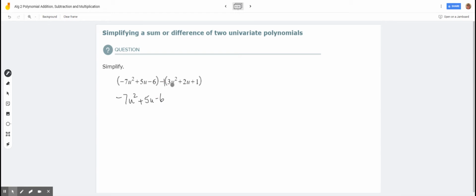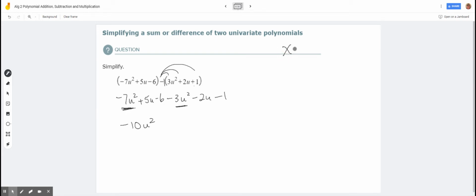Then we'll imagine there's a 1 there and distribute it because it's a minus sign. Minus 3u squared, negative times positive, minus 2u, negative times positive, minus 1. Combine like terms. Okay, both are negative. Do not change the value of the exponents.